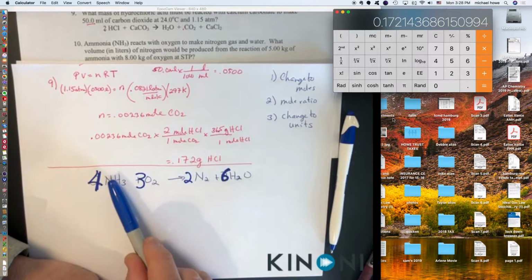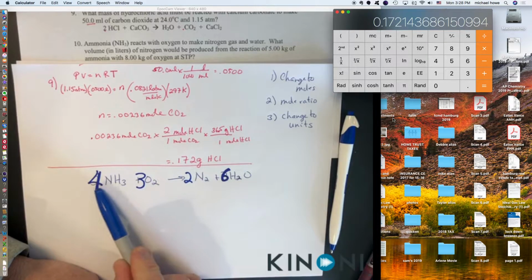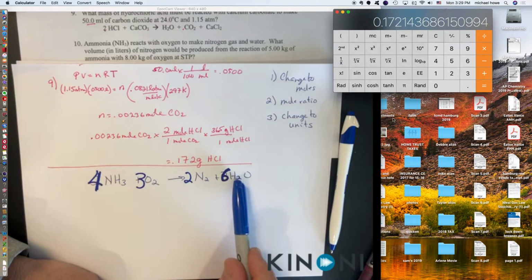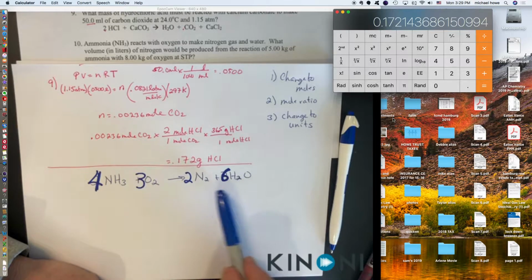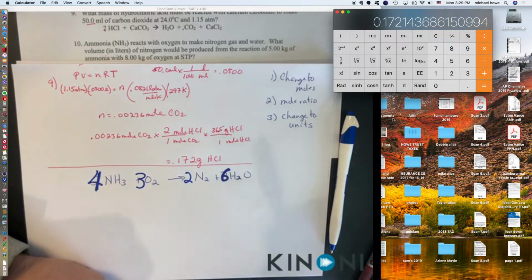Just double check. 4 N's. 2 times 2 is 4 N's. 4 times 3 is 12 H's. 6 times 2 is 12 H's. 3 times 2 is 6 O's. 6 times 1 is 6 O's.